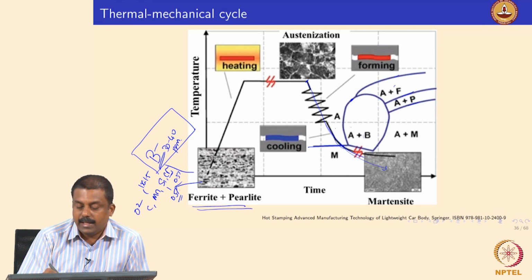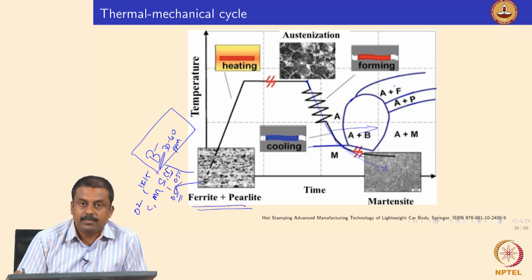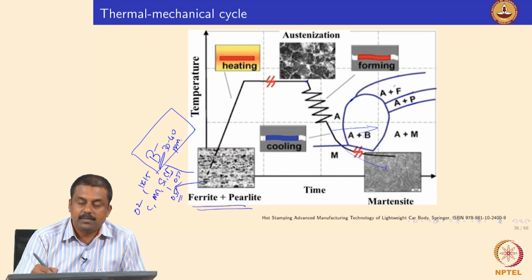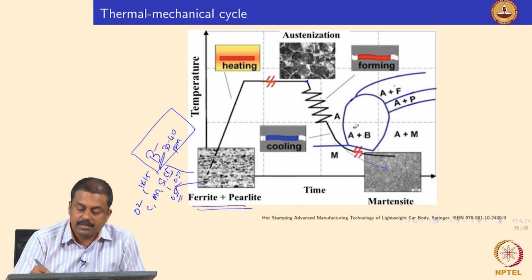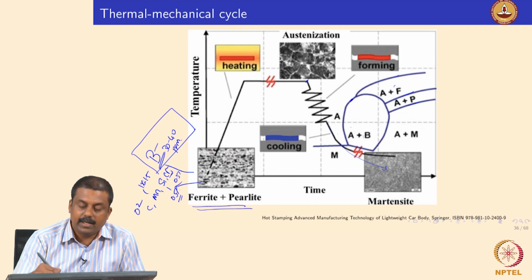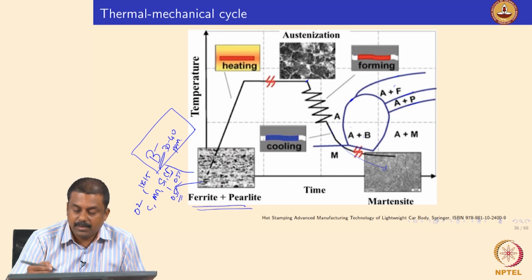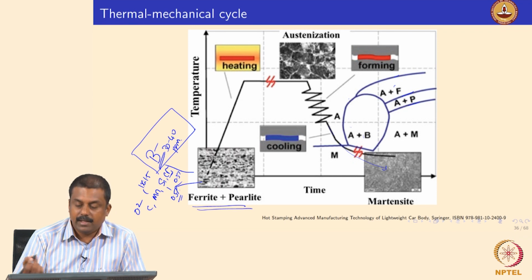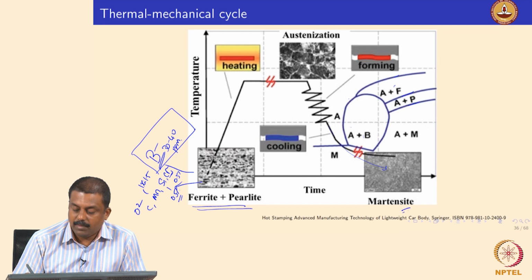We need to push the CCT diagram as far to the right side as possible. Suppose this line is somewhere over here, that is not good, right? Then you may end up transforming austenite into other high temperature products, for example pearlite or bainite. So, in order to get a complete martensitic microstructure, the critical cooling rate has to decrease to some extent, so that even a slower cooling rate, or a cooling rate generally achievable in die quenching, can give a fully martensitic microstructure.